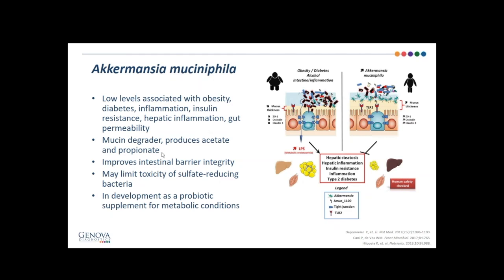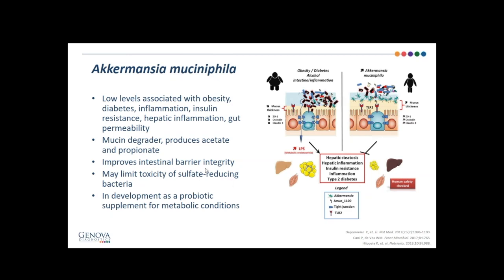So Akkermansia is a mucin degrader. It produces acetate and propionate, which are short-chain fatty acids. It improves intestinal barrier integrity. It may limit toxicity of sulfate-reducing bacteria like that Desulfovibrio piger that we looked at. And it's actually being studied as a probiotic for metabolic conditions.